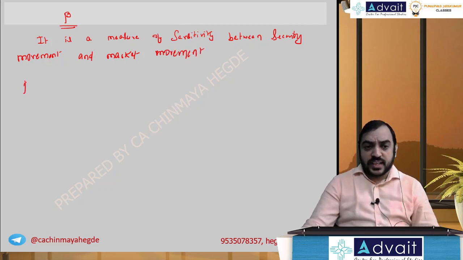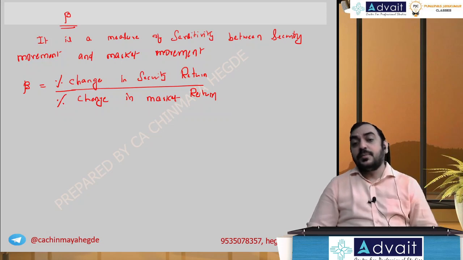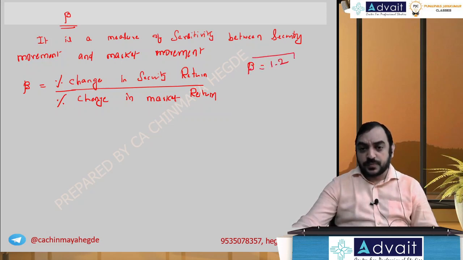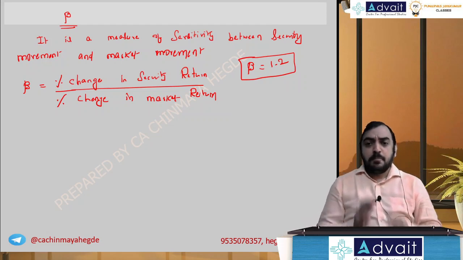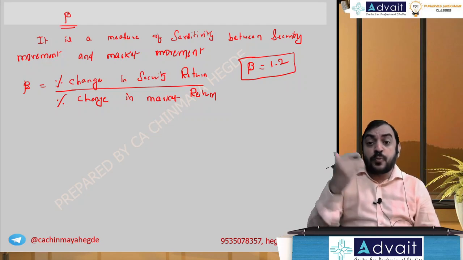Our basic formula we also say like this: beta equals change in security return divided by change in market return. Percentage change in security return by percentage change in market returns. So if beta equals, let's say, 1.2, what does it mean? Beta equal to 1.2 means if market moves by 1%, the security will move by 1.2%.